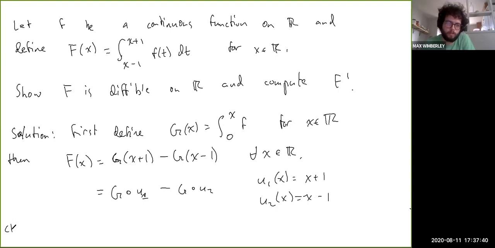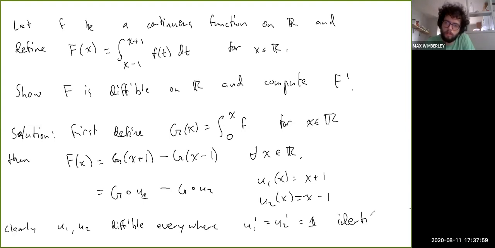So clearly, u1 and u2 are just obviously differentiable everywhere, and u1 prime and u2 prime are just 1 identically. And then G is differentiable by the fundamental theorem of calculus 2 again.